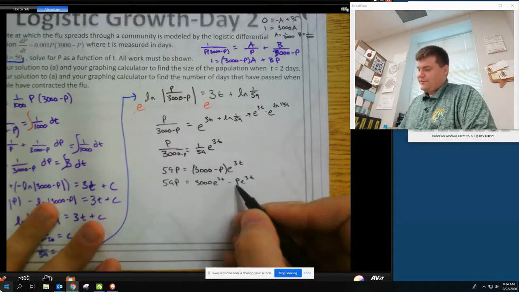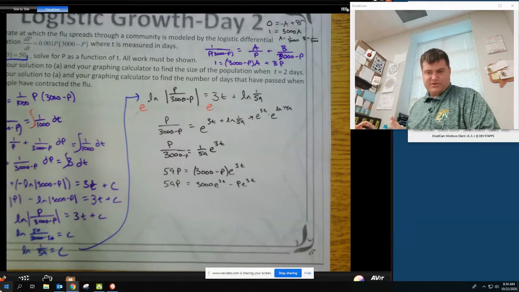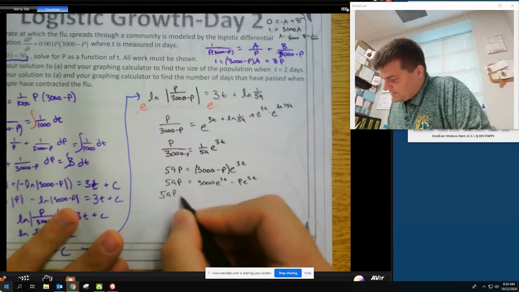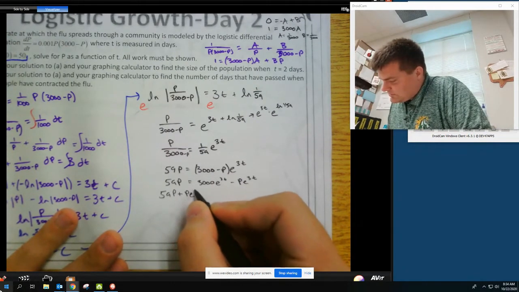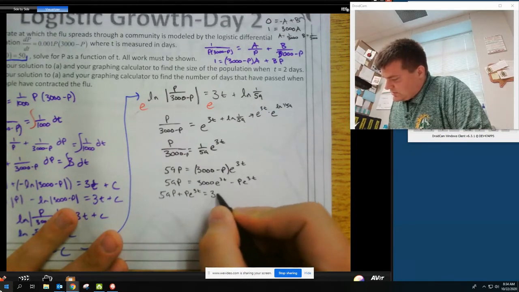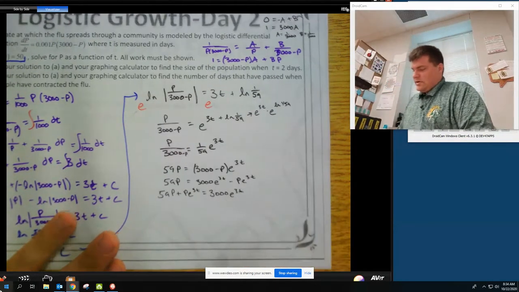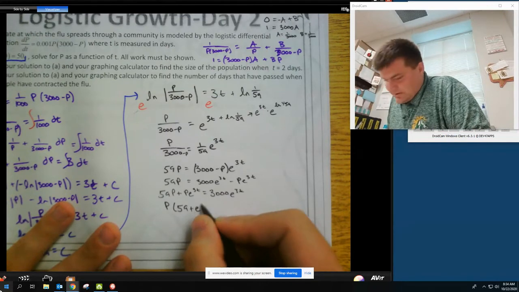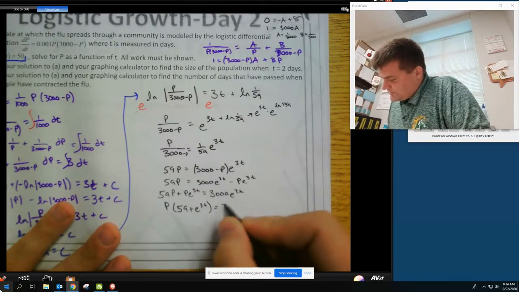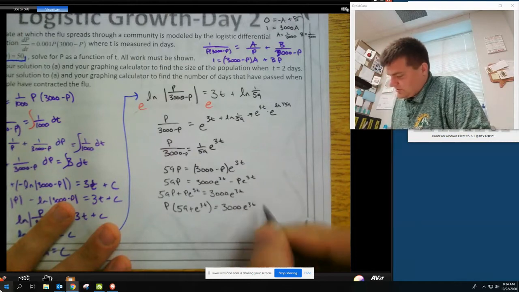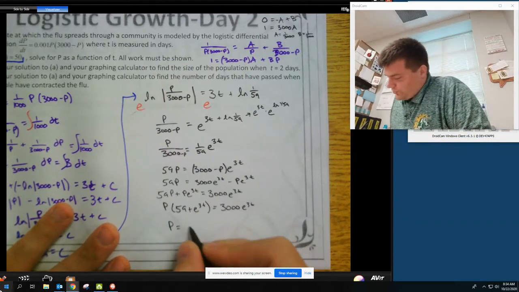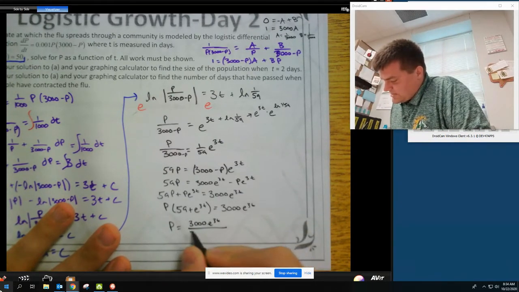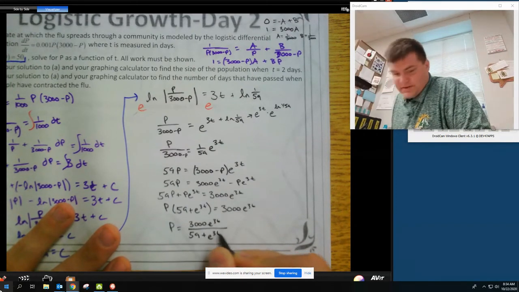Then I'm going to move this over here. This is pretty straightforward, no weird tricks. So move this negative p e to the 3t over here so that all of my p's are on the same side. And then you're going to take our GCF of a p. So you're going to get p times 59 plus e to the 3t equals 3000 e to the 3t. So now finally, you're going to get p equals 3000 e to the 3t all over 59 plus e to the 3t.